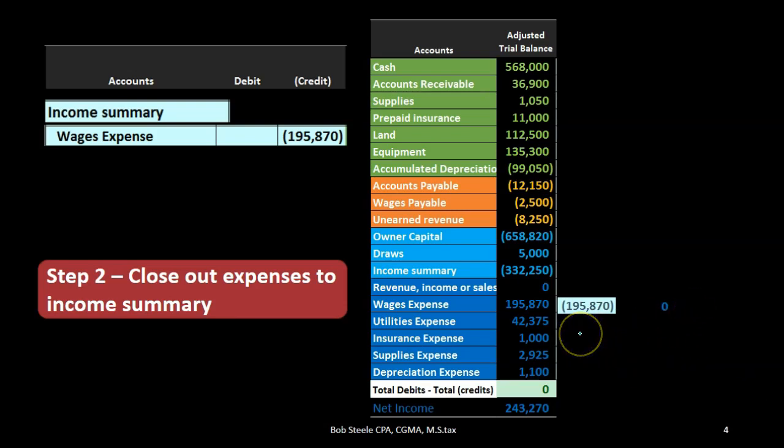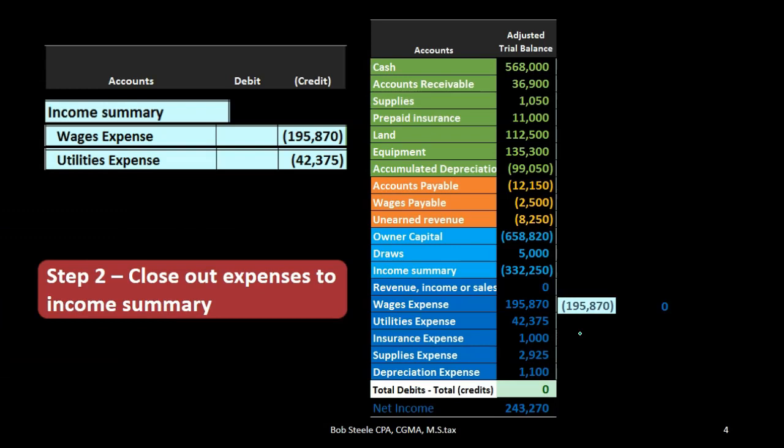Same goal and objective for the utilities expense, which has $42,375 in it. It has a debit. Therefore, we're going to do the opposite and credit it. If we post that out as we go, notice this will be a longer journal entry. That's not just 2 accounts in the journal entry. That's okay. We're going to say credit of 42,375, bringing the balance down to 0. That looks good. That's what we want.